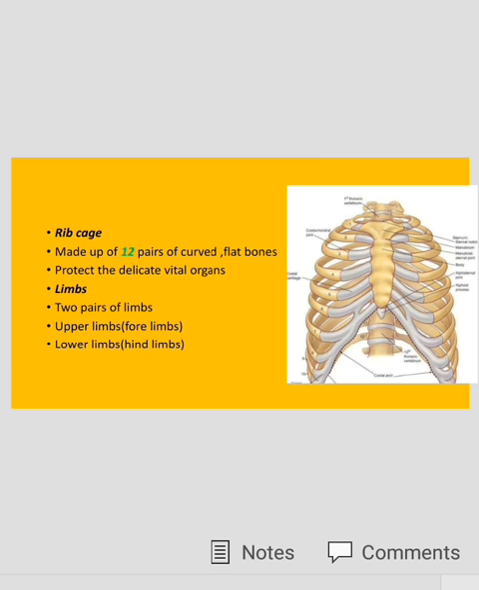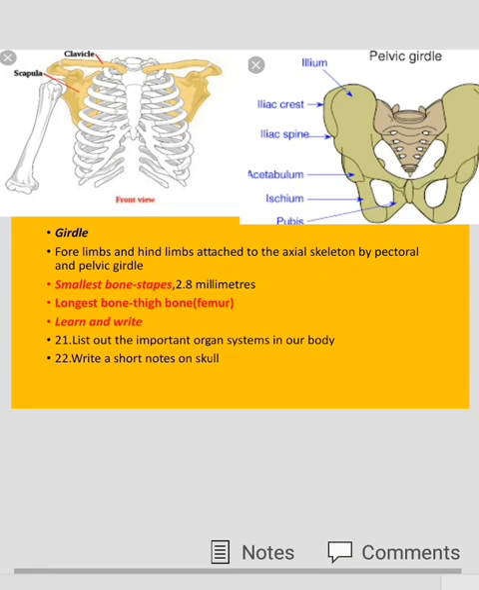Next, limbs. There are two pairs of limbs, upper limbs and lower limbs. Limbs means hands and legs. Upper limbs, the fore limbs, are the front limbs. Then hind limbs mean the lower limbs, the legs.